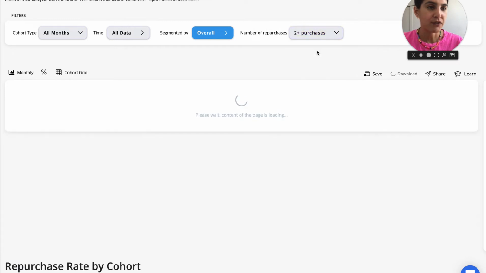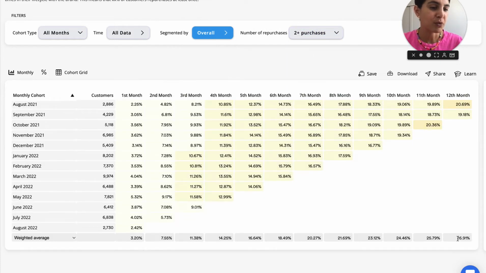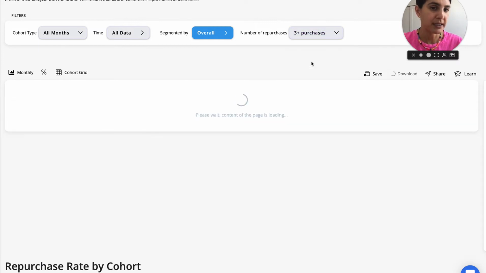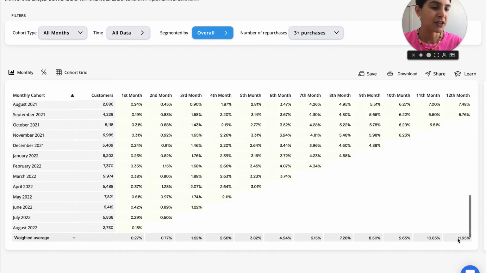What does it look like if they've only ordered 1 extra time? For 2+ purchases, almost 27%, 26.9% of customers within a year have ordered at least 1 more time, so 2+ times. For 3+ orders, almost 12%. So that's the way you can see it.